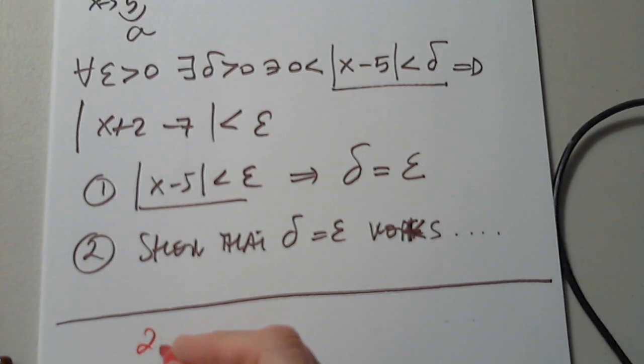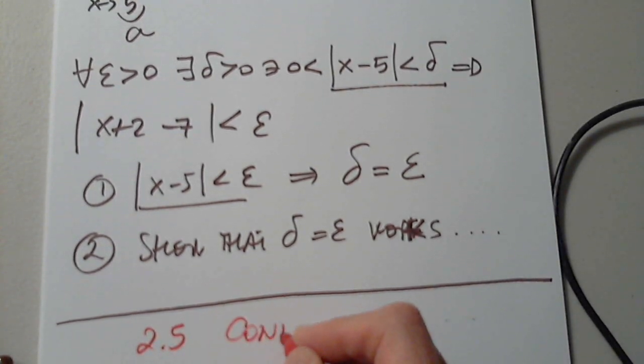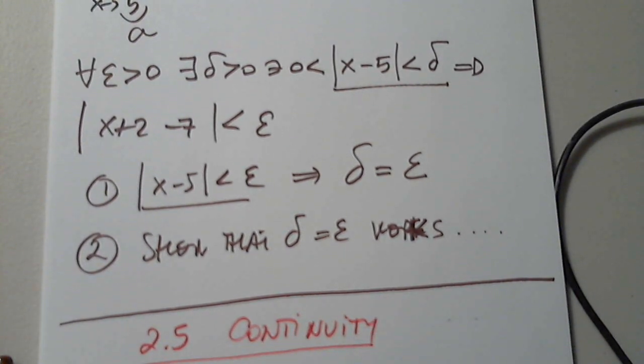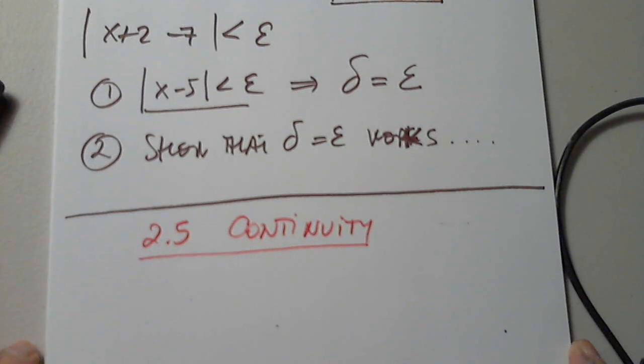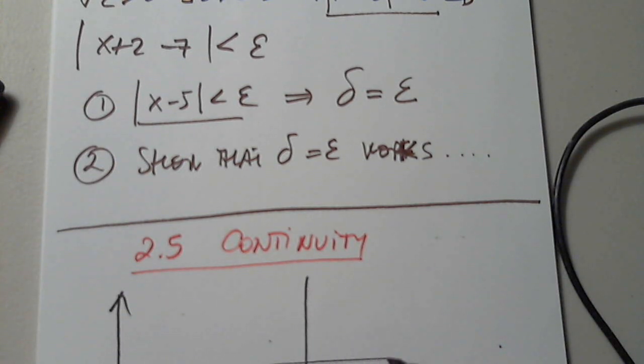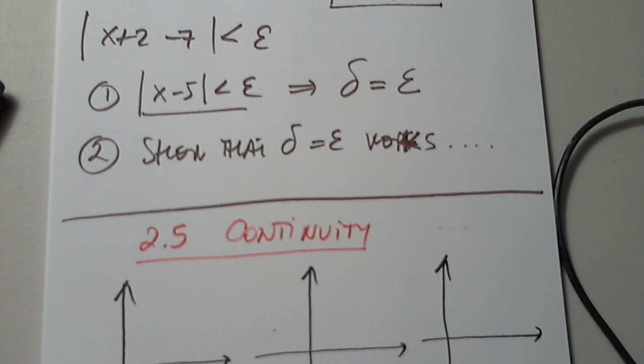Okay, so we continue then with 2.5 continuity. Continuity. Well, this is a new concept. So first, let's see, what do I mean by continuity? So here it is. A few examples. And I need a fourth one. So here they are. Here's just one example.